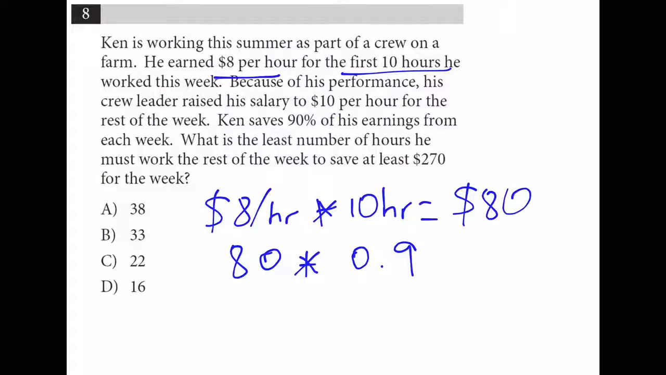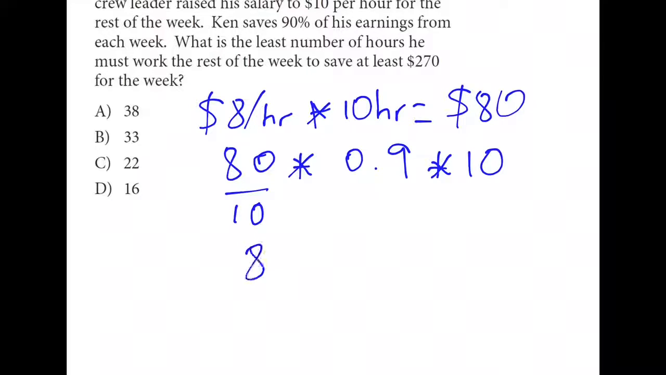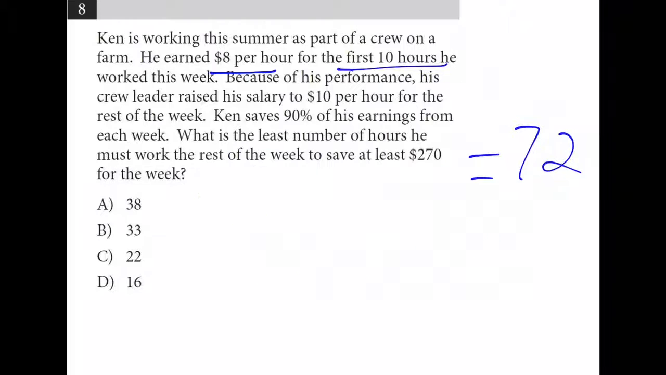There's a trick that we can divide one of these numbers by 10 and multiply the other by 10. So here on the left we'll divide by 10, and here on the right we'll multiply by 10. This gives us 8, and this gives us 9. Is that a little bit easier of a problem to solve? So $72 is saved from the initial 10 hours.